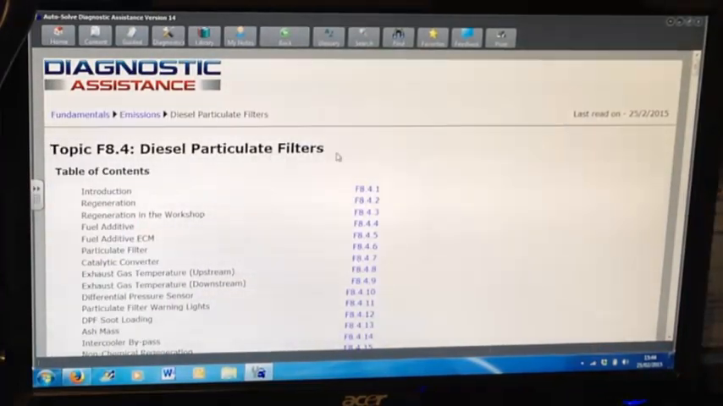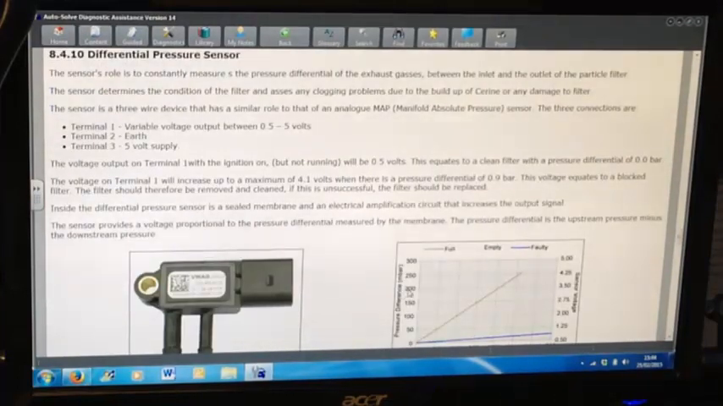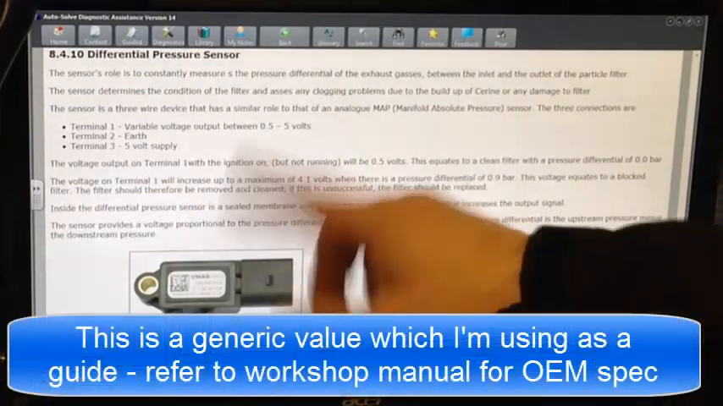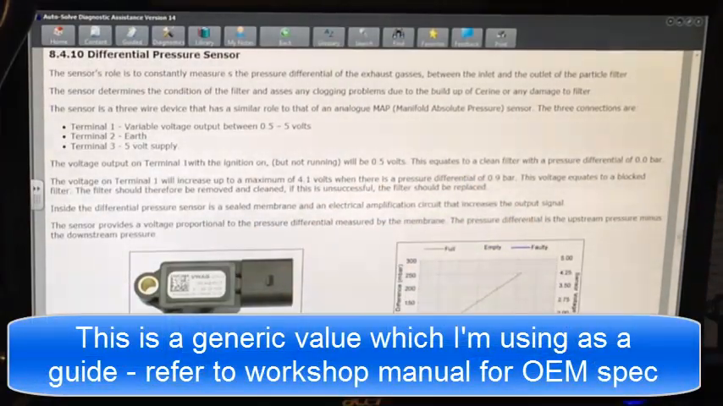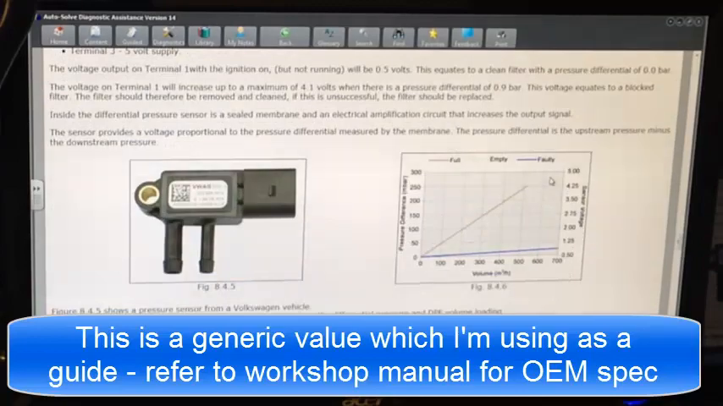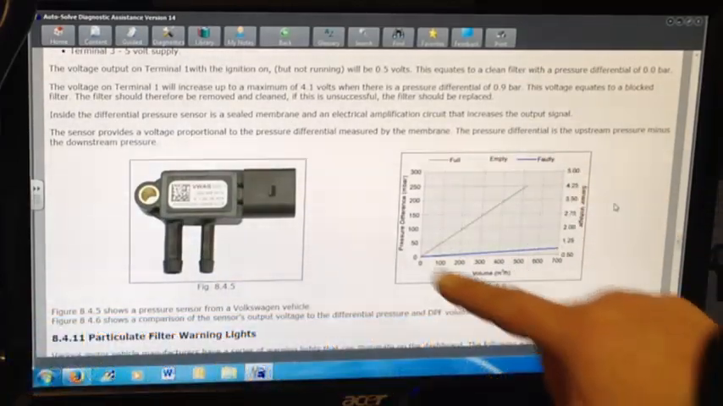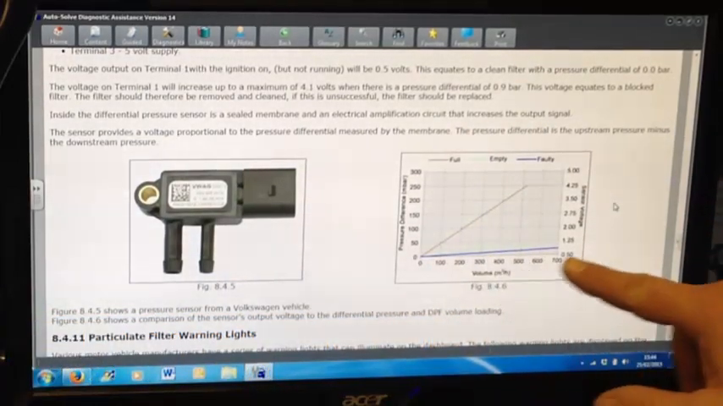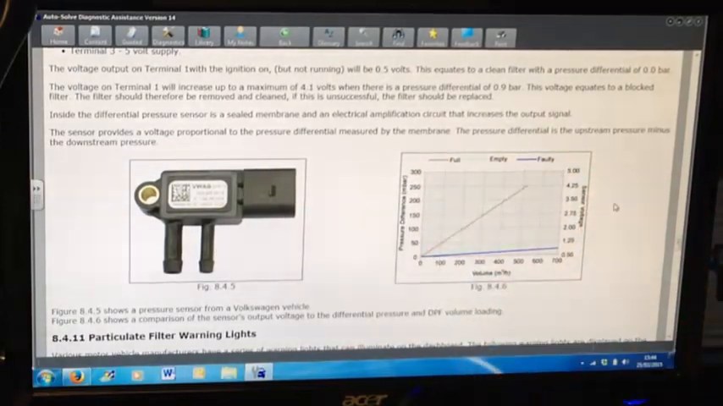When we click on particulate filters, it's given us a section here with all the different elements, and we're going to come down to differential pressure sensor, and this is topic 8410. In that topic it gives us an outline of the particulate filter differential pressure sensor, and in there it's also giving us a table of gas volume versus back pressure.